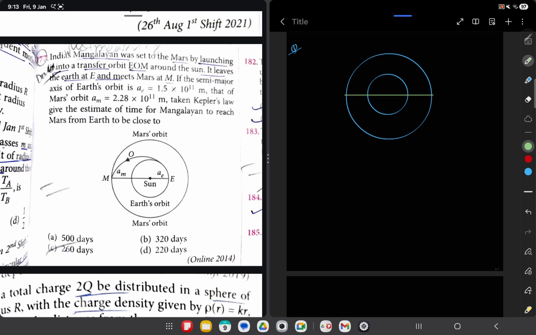So this is Sun, and from here it is projected, right? And this is reaching in this orbit. This is the Mars orbit. This is Earth's orbit. So you may easily write this is an elliptical path, right?